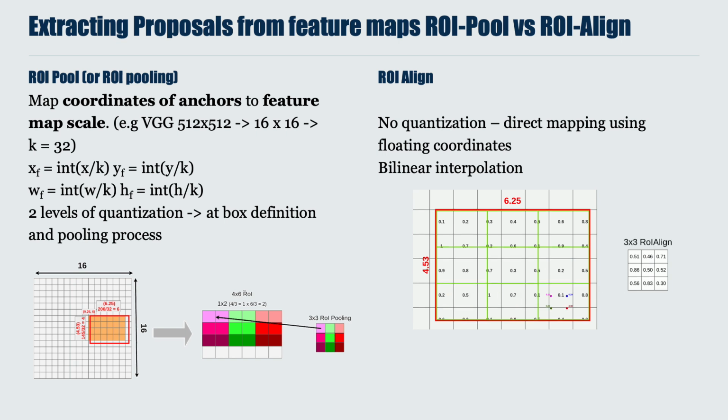When you are trying to quantize, an alternative is to use RoI Align, where actually you don't do any quantization, but you cut directly by your grid into the 3x3 that you want to obtain, and you apply some bilinear interpolation in order to combine the different pixel values of your feature map in this 3x3 shape.